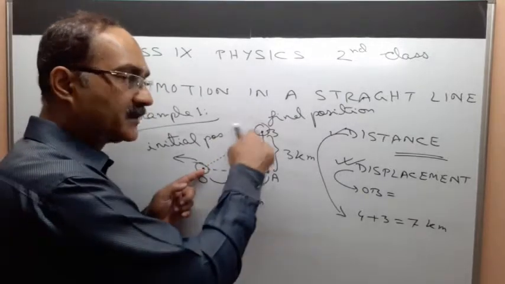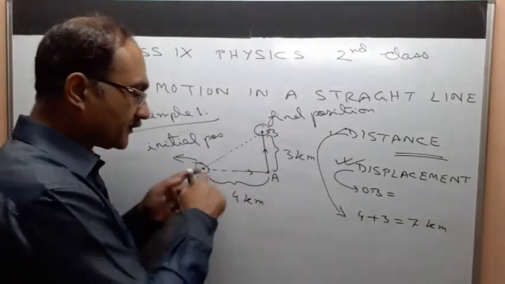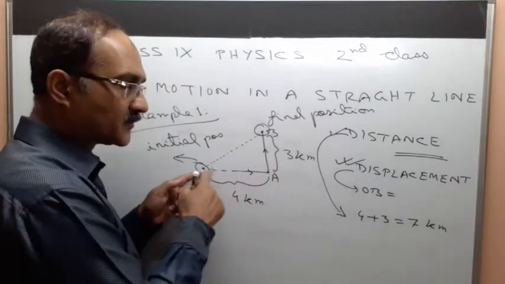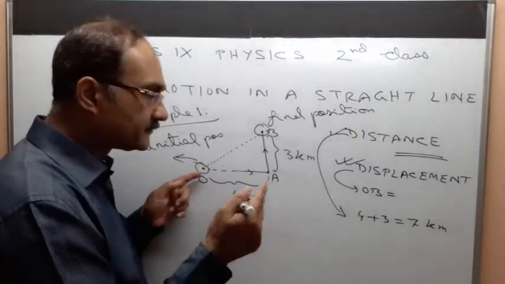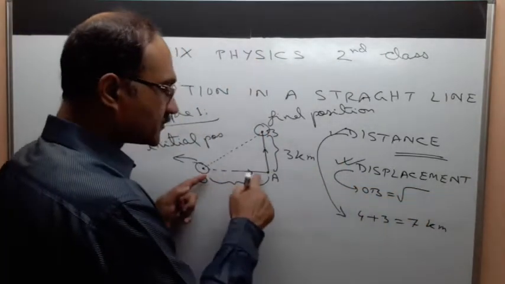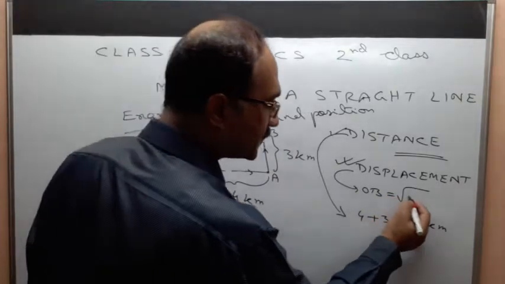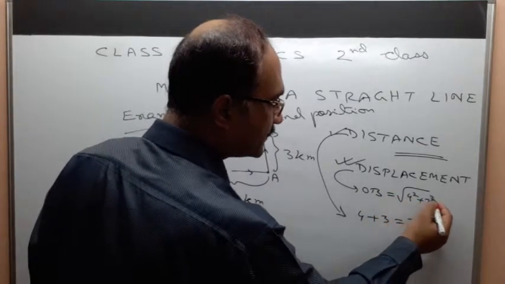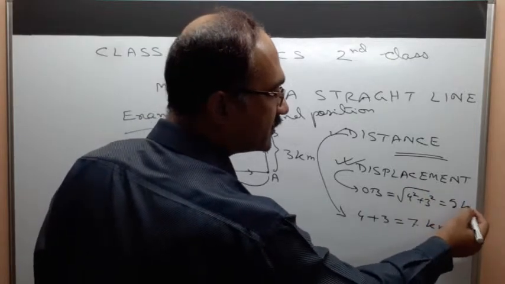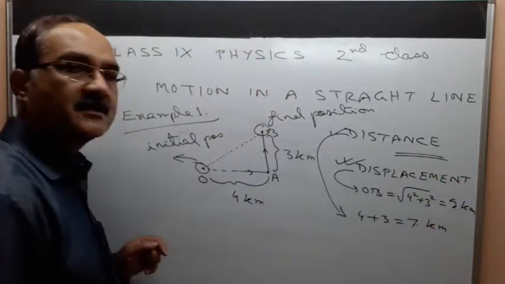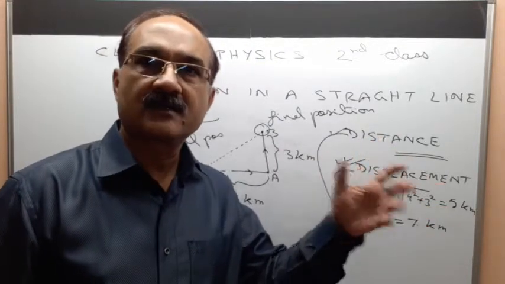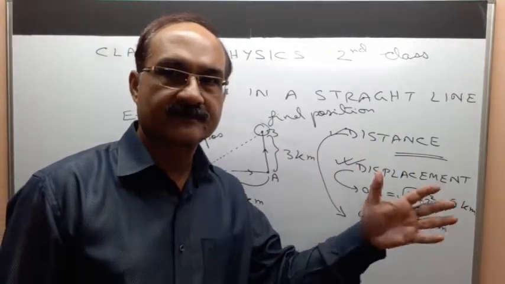How much will this be? Since this is a right angle triangle, we can use Pythagoras theorem. So this will be square root of 4 square plus 3 square. So 4 square plus 3 square, 16 plus 9 is 25, under root is 5. So here the displacement is 5 kilometers. That is the value of the displacement, or the magnitude of the displacement.